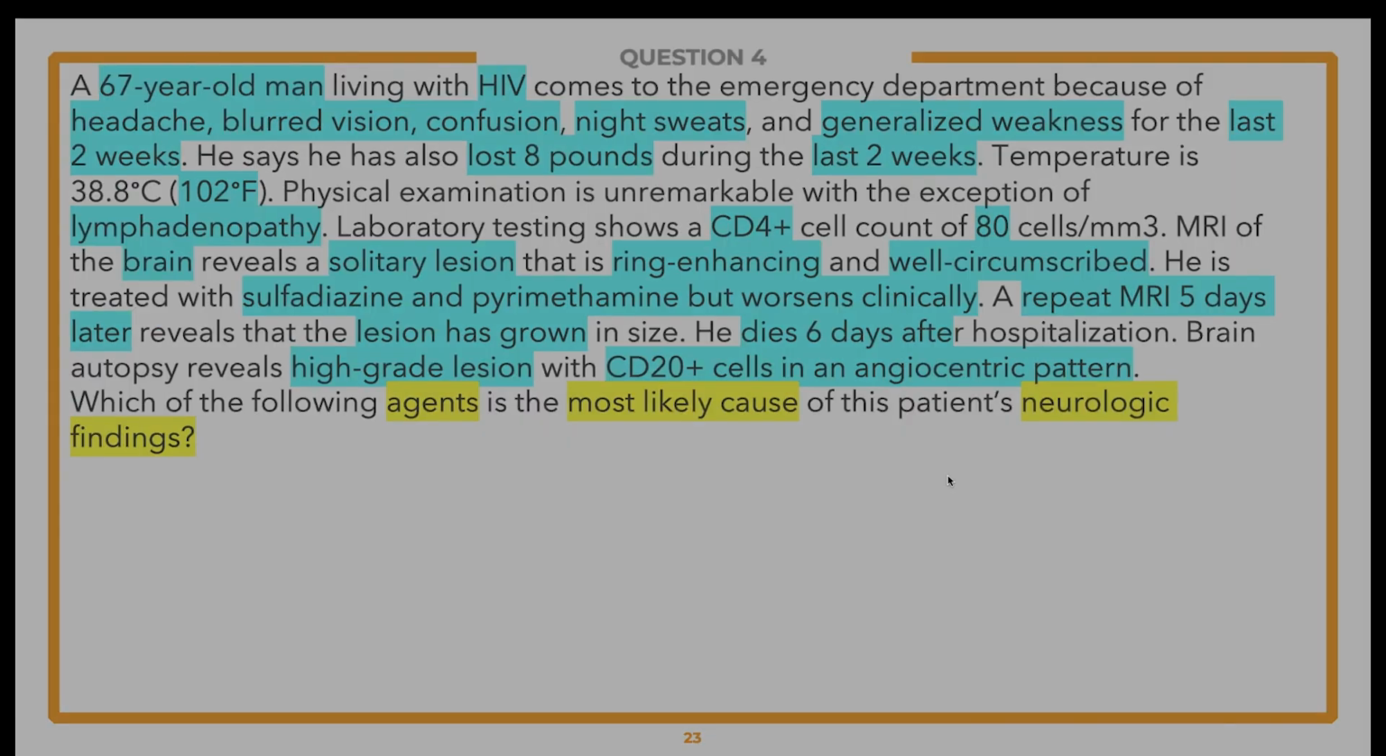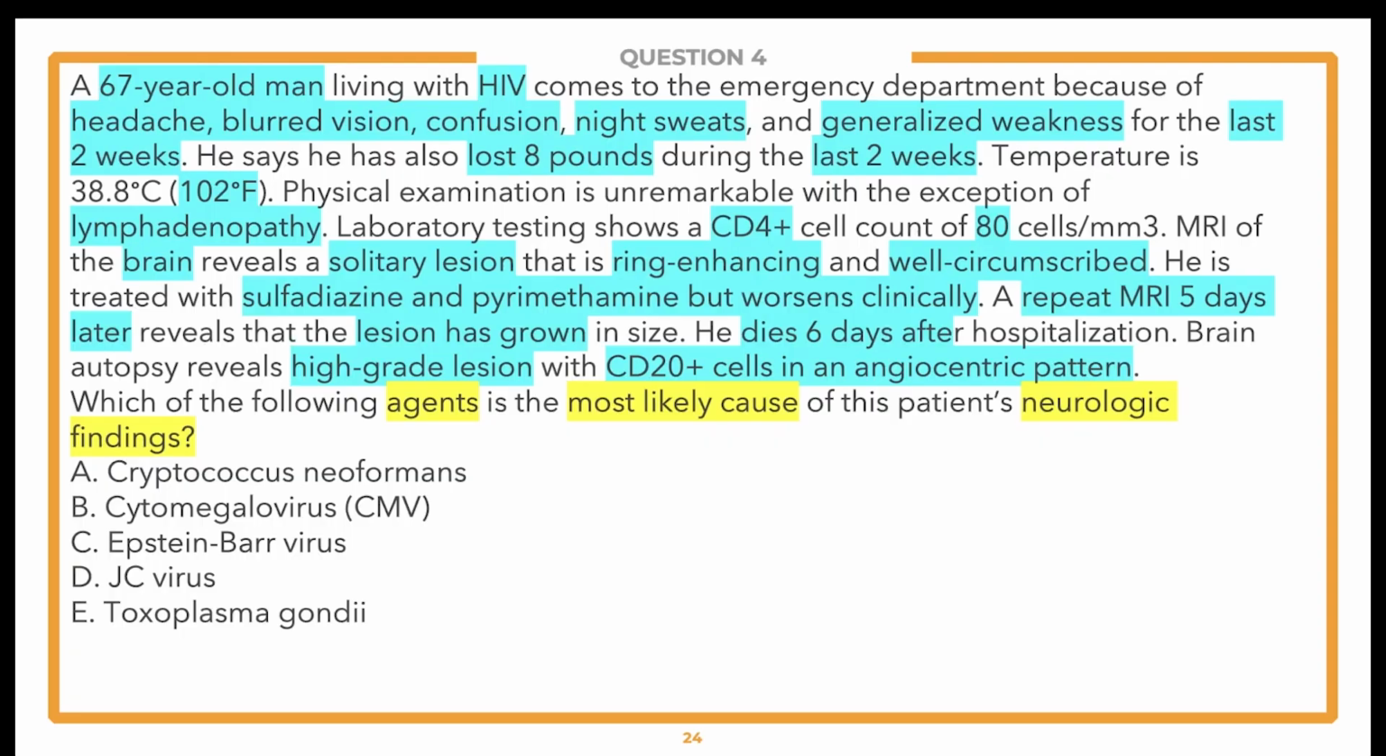Let's see if we can turn that around today and uncover those answers, starting with E, Toxoplasma gondii, D, JC virus, C, Epstein-Barr virus, B, CMV or cytomegalovirus, and A, Cryptococcus neoformans. So with that, we're going to open up a poll and give you all a chance to lock in your answers. Okay, here we go. So the poll is launched.